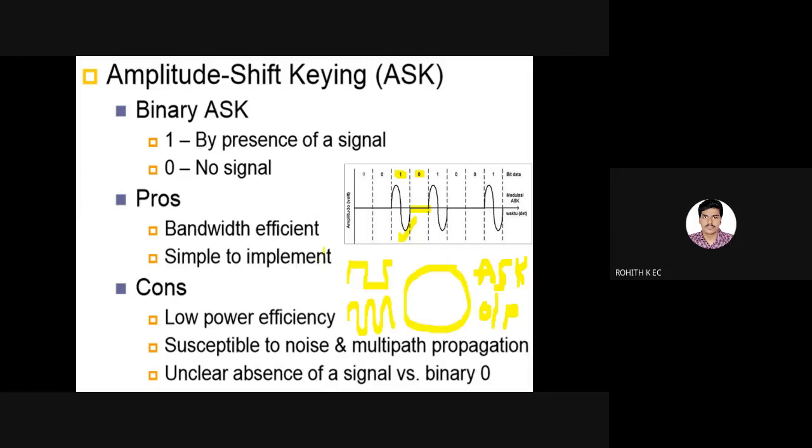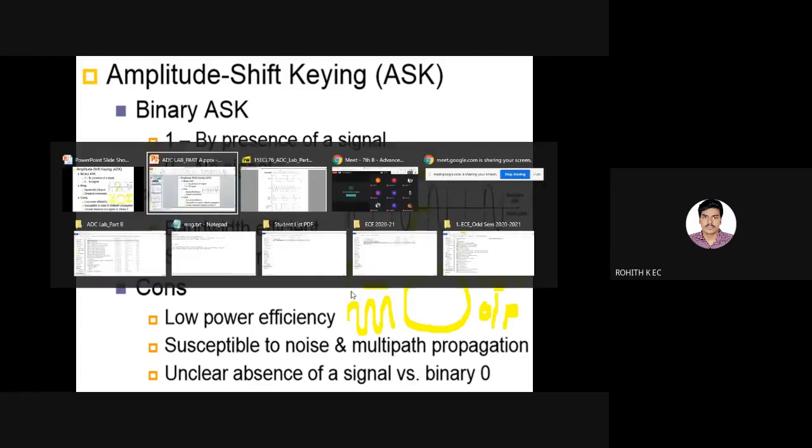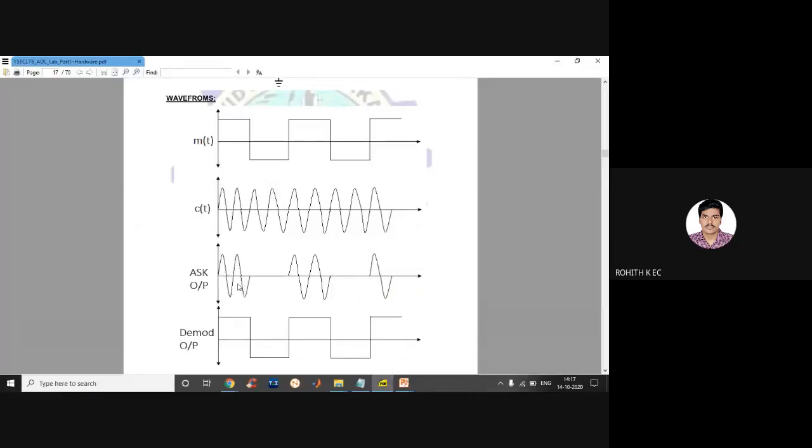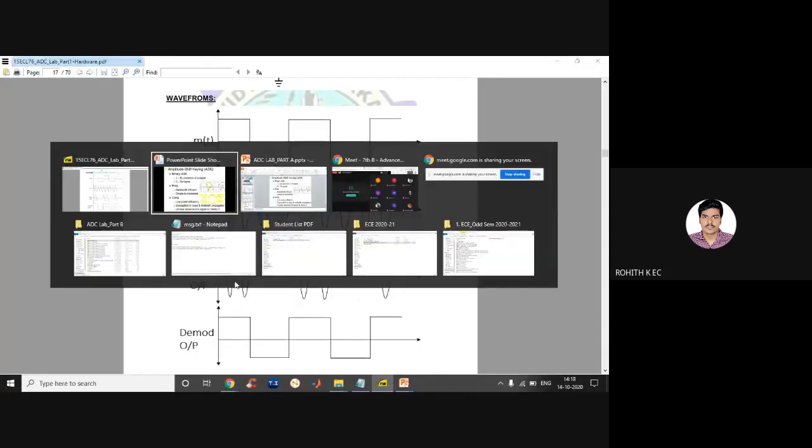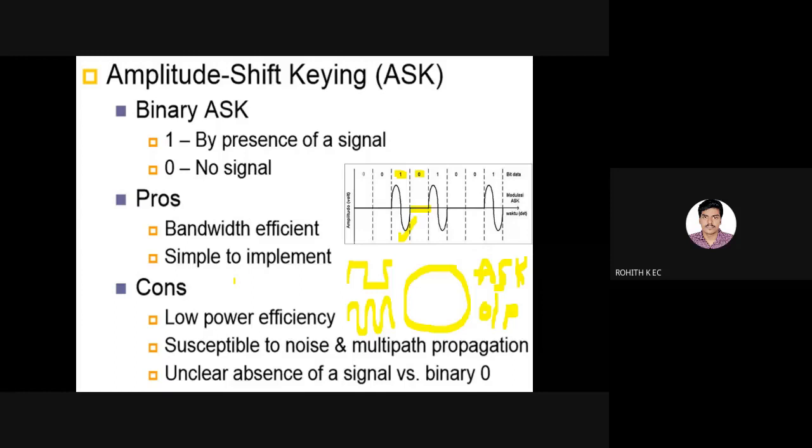Anyone? I want to generate this ASK output by using these two inputs. Tell me which is the simplest circuit that I can use to generate this ASK output. Switching circuits, okay. Applying carrier at drain in MOSFET, okay. That's what Prashant is saying. Sanath is saying diode, okay.